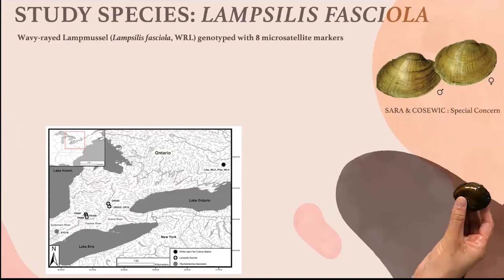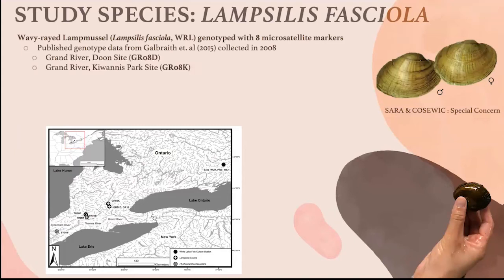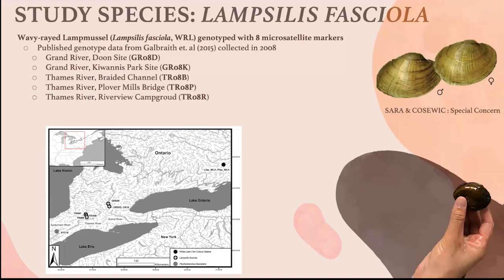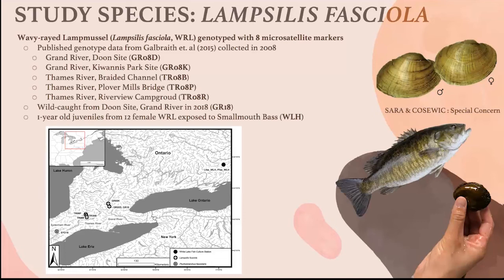So for Lampsilis fasciola, the wavy-rayed lamp mussel, we had 8 microsatellite loci. In our data analysis, we have included genotype data from Galbraith et al., which were collected in 2008. So we have 2 sites on the Grand River and 3 sites on the Thames. We also have individuals from the Grand River in 2018, as well as juveniles that were propagated from 12 females and then exposed to smallmouth bass.